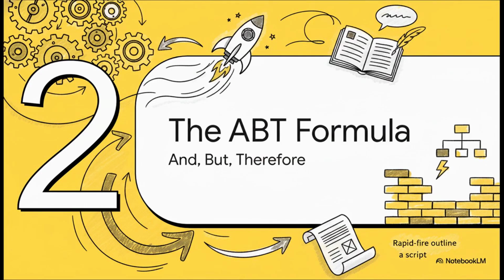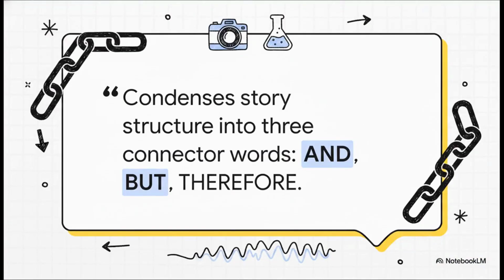Moving right along, let's look at secret weapon number 2, the ABT narrative formula. Now, if the Pixar spine is your blueprint for a full script, think of this next one as your rapid-fire outline. This framework was heavily championed by Randy Olson. He's a scientist turned filmmaker, and he realized that you can condense the essential pattern of literally any compelling story into just 3 simple connector words: and, but, and therefore. It is beautifully, powerfully minimalist.